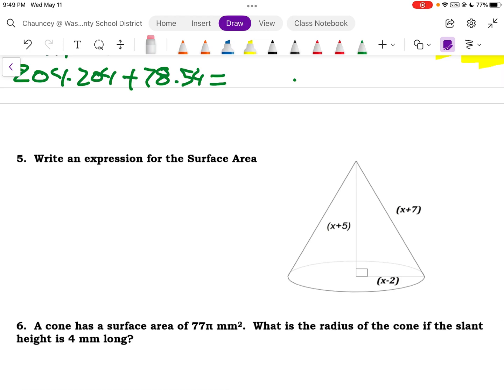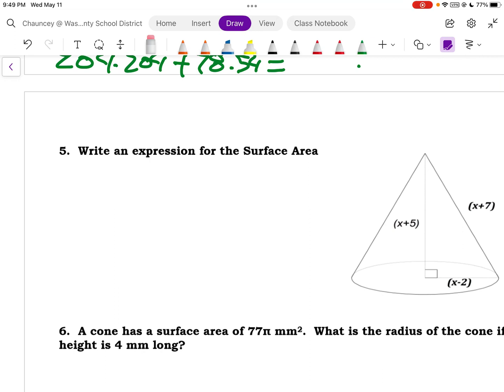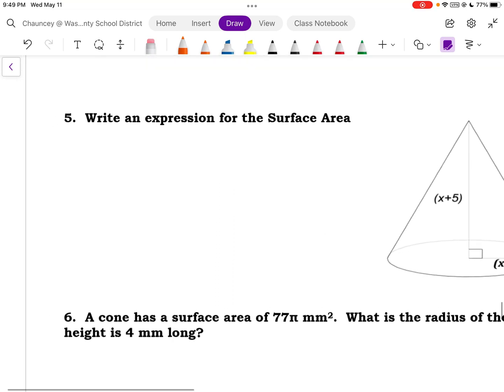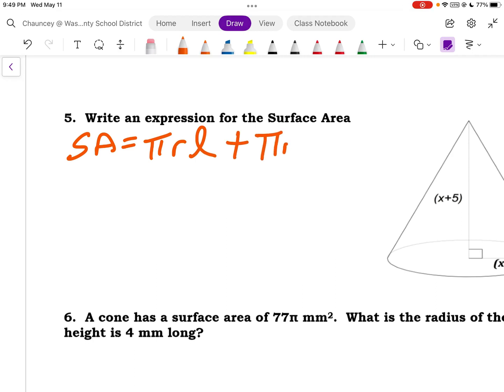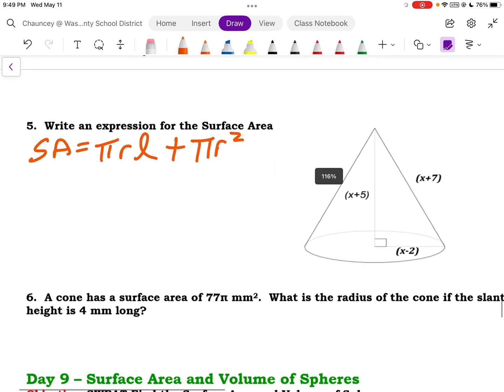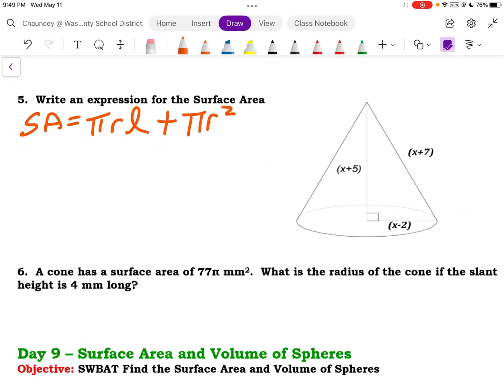All right, so this problem was fun. I did this the other night and had a good time with it. So if there's one thing I've noticed from my 6th and 7th period, you guys have kind of forgotten the distributive property and how to do this. So this is always great practice. So again, your surface area is going to equal pi times your radius times that slant height plus your base of that circle, which is pi r squared. Okay, so let's rock and roll from here.